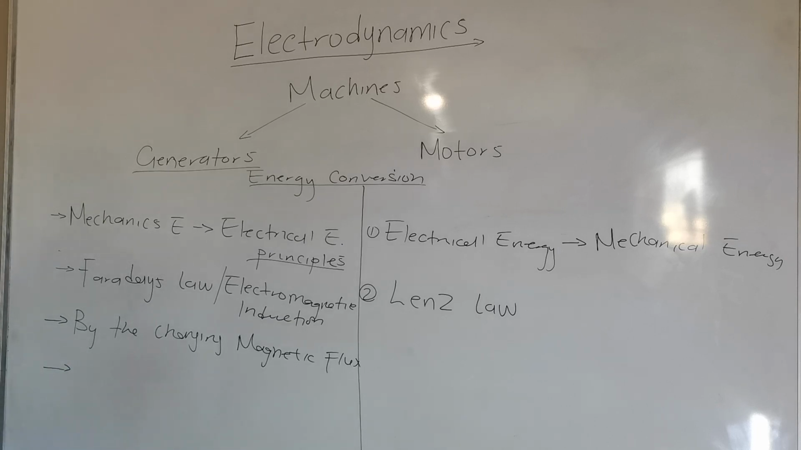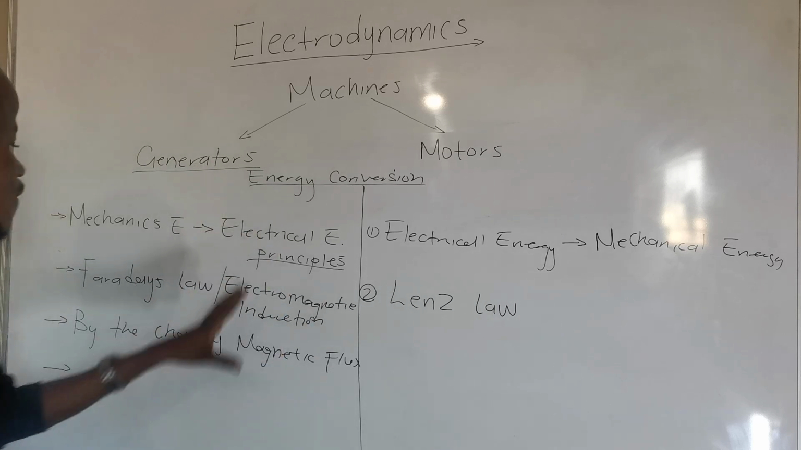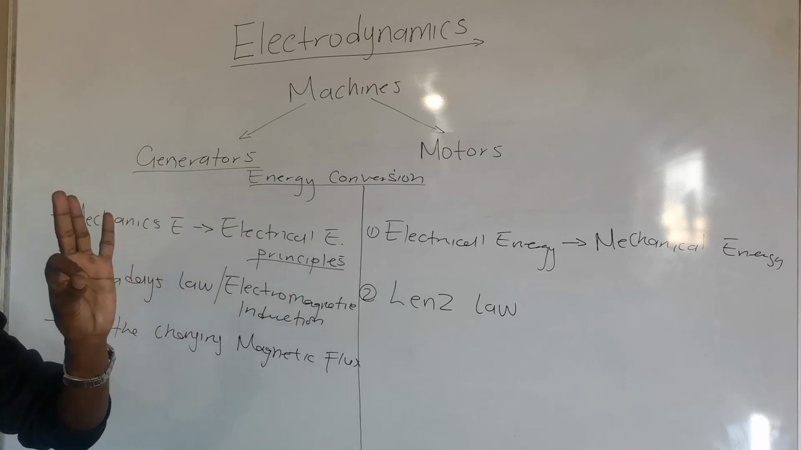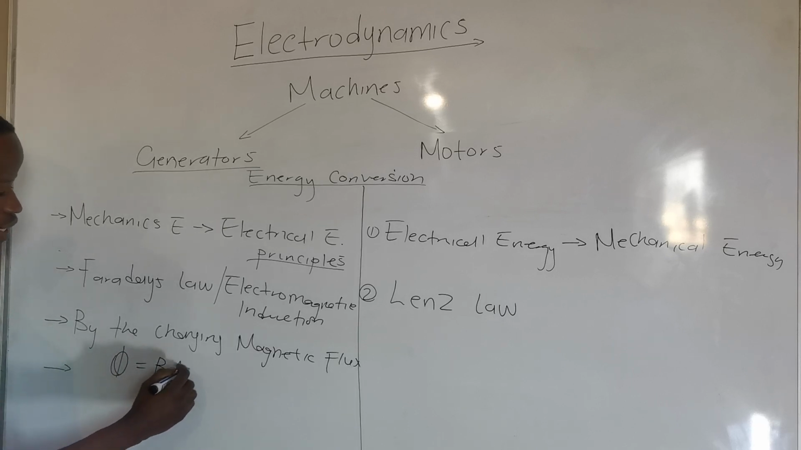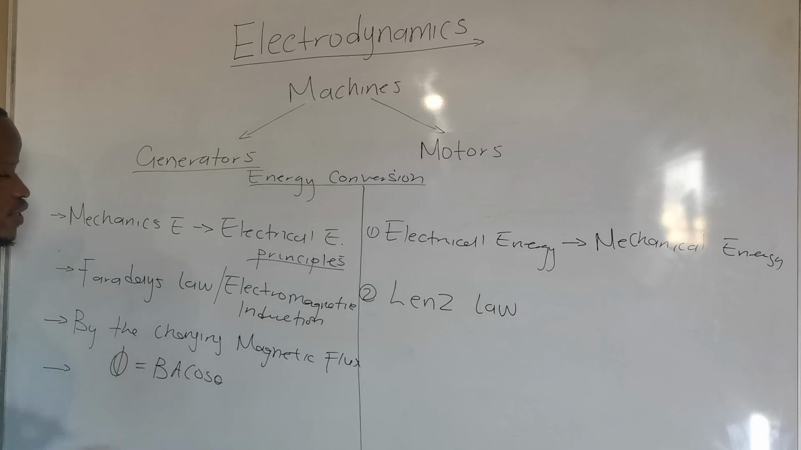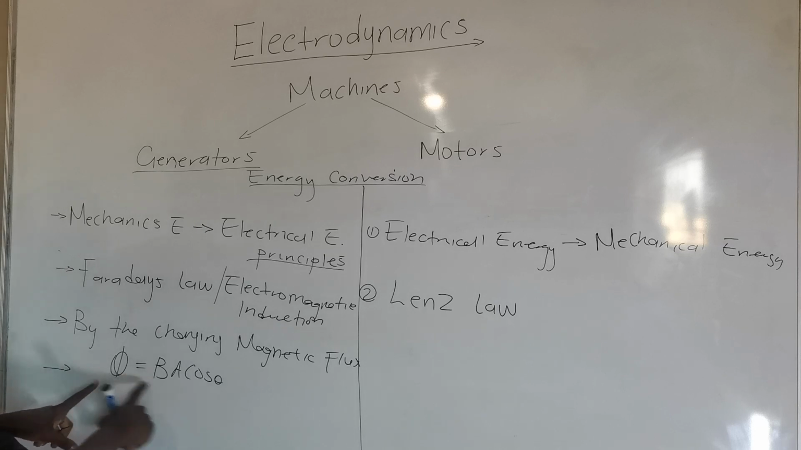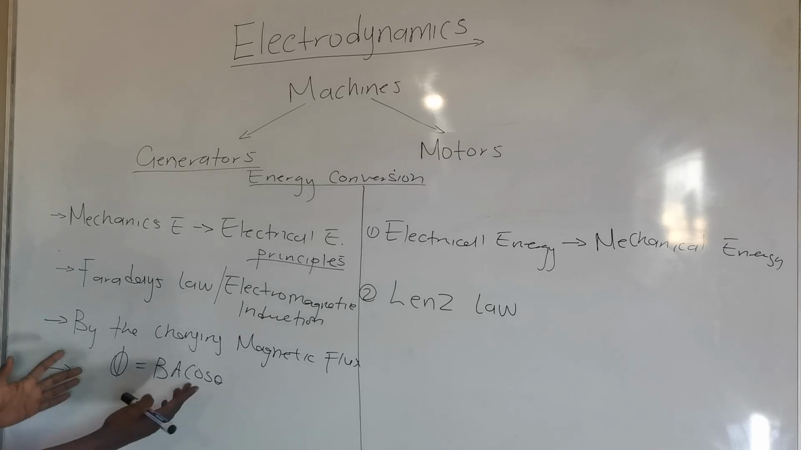Alright, now I've said this is based on three things. Before I get onto that, we all know that the magnetic flux is given by the magnetic field multiplied by the area, then the cosine of theta. That is for grade 11. In grade 12, we are not going to be focusing on this much.